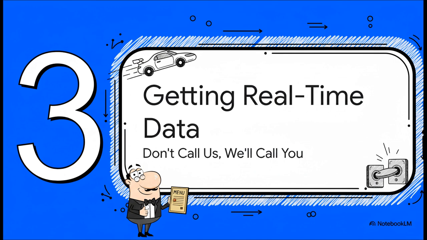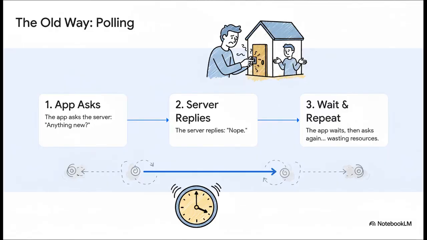So up to this point, all the tools we've looked at involve our app asking for data. But what if we want the data to tell us when something new happens? This is a complete paradigm shift. It's the server saying, don't call us, we'll call you. You see, the old way of doing this is called polling. And honestly, it's like constantly walking out to your mailbox to see if you have a letter.